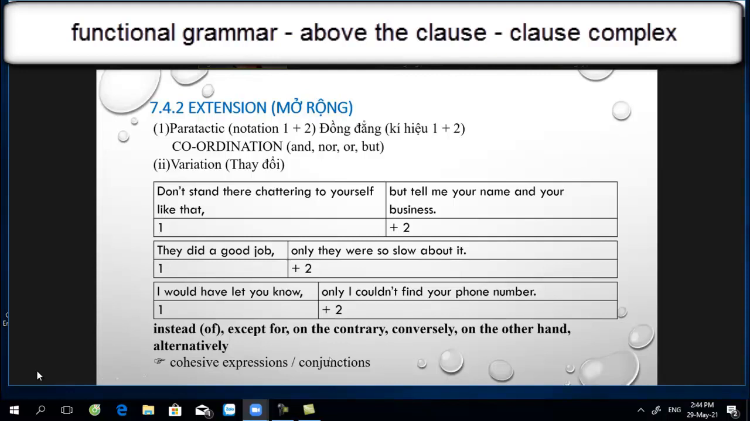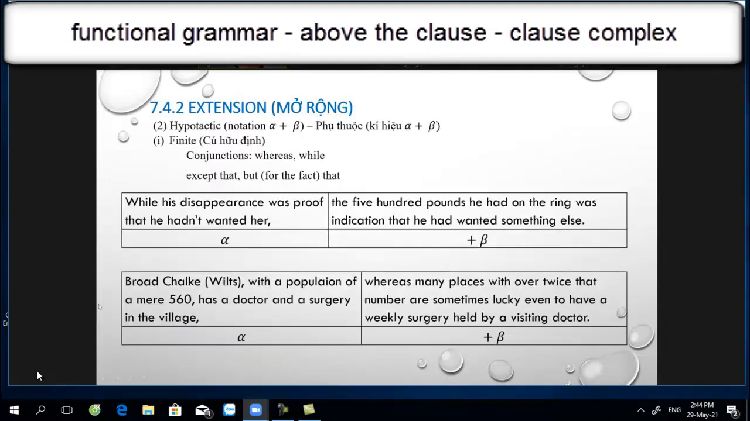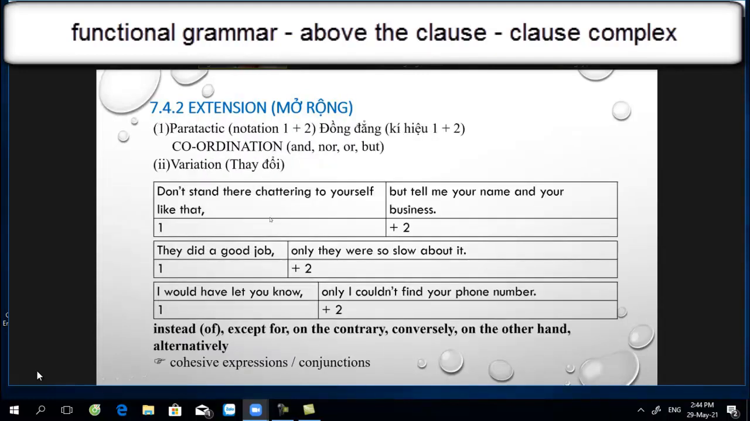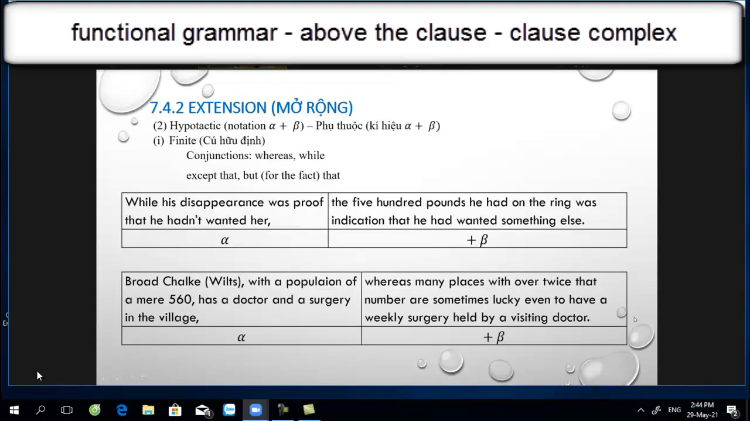Okay, and I have listed down some of the words. Do you know more about the variation in the paratactic? Instead of, except for, on the contrary, conversely, on the other hand, and alternatively. And the next one, the hypotactic clause. We have the conjunction whereas or while, and we also have except that, but for the fact that.